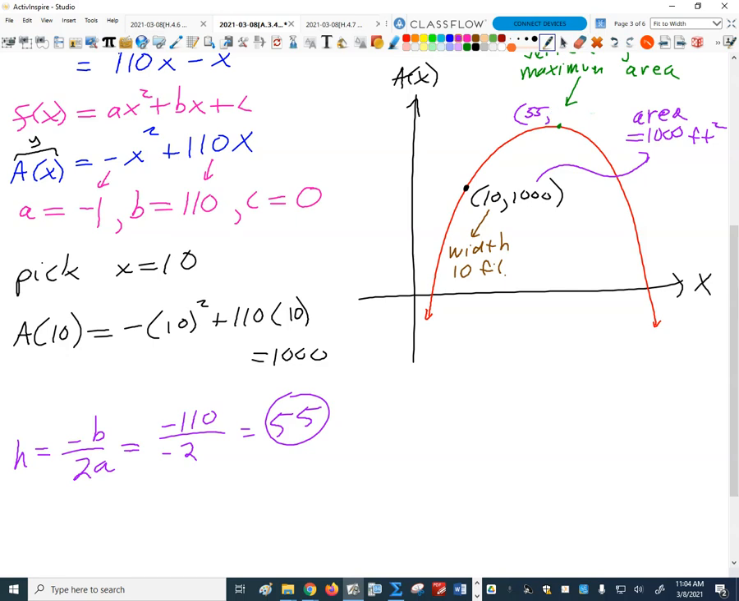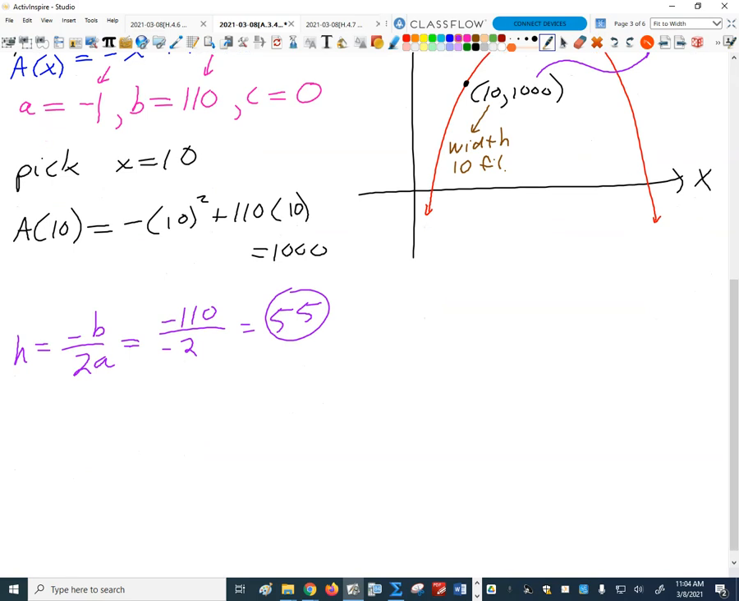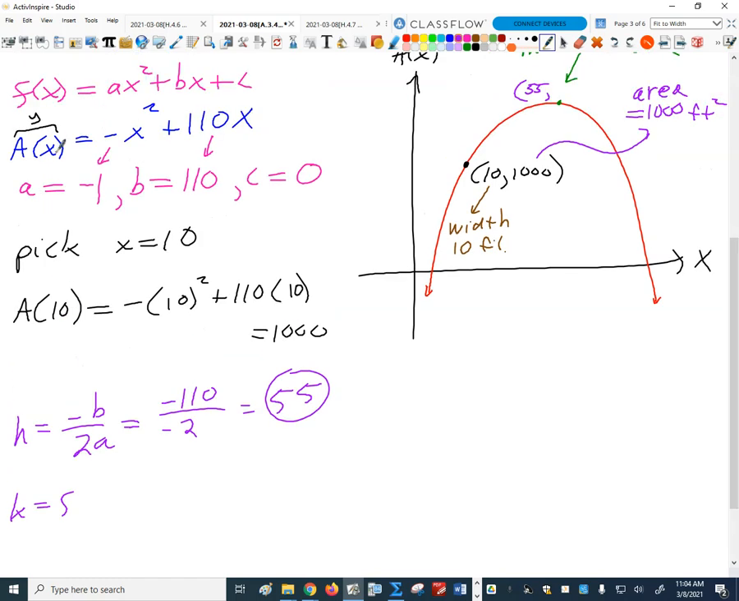Okay, what about the y-coordinate? Well, then I'd have to plug that value back into my function. So k would just be f, but it's not f in this case, it's actually a, isn't it? Instead of f of h, it's going to be a of h, because we defined our function up here as a of x, not f of x. A for area, right?